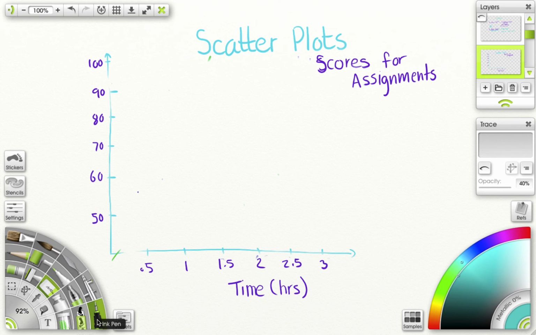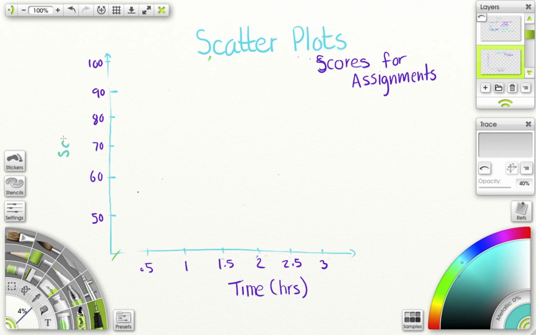The big difference is the actual math and the actual plotting of the data. So let's get into our example. Let's say this is a scatter plot of a random class's marks on a report for an assignment. The bottom is the time that was spent on the assignment in hours, so how much time each individual student spent on it. And then this right here is the score.